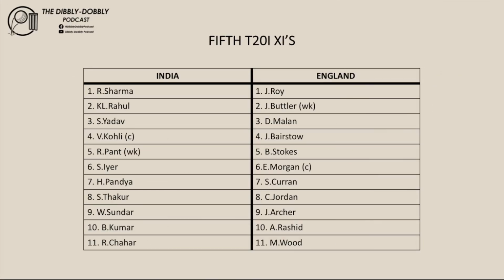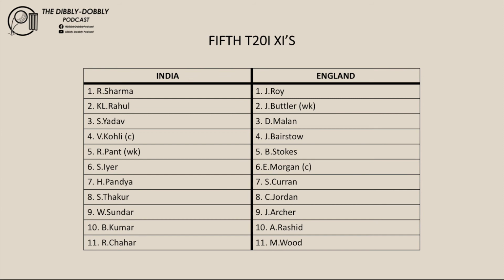Let's have a look at both teams' 11s headed into the 5th T20 International. After doing so well to bounce back and take the series to a decider, I think India will keep the same 11 for the final game. In this game, they managed to get it together and put in a solid performance, and they should be slightly confident in winning this series. So the likely 11 could be Rohit Sharma, Rahul, Suryakumar Yadav, Kohli, Pant, Iyer, Hardik Pandya, Thakur, Sundar, Kumar, and Chahar.